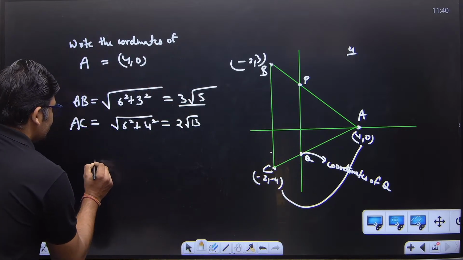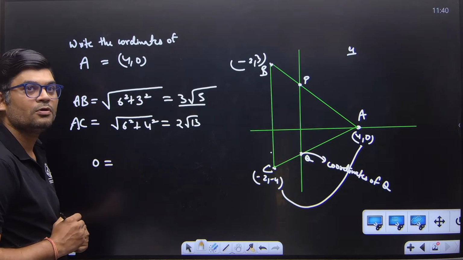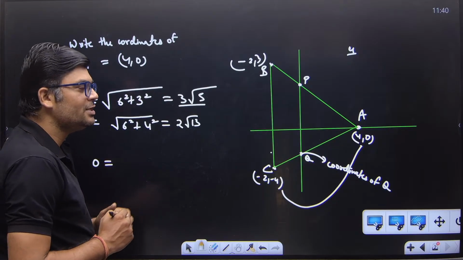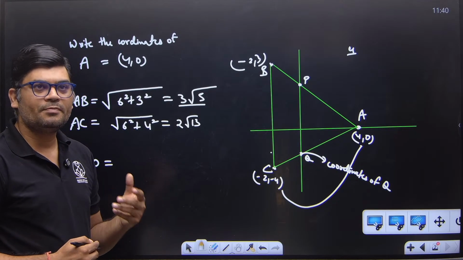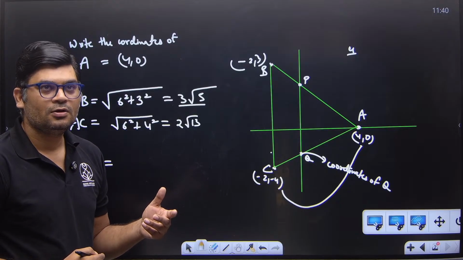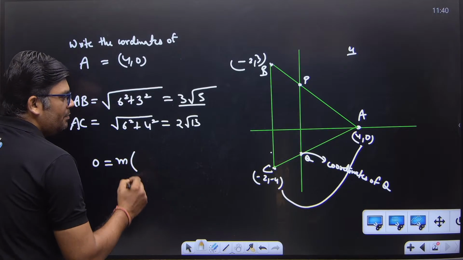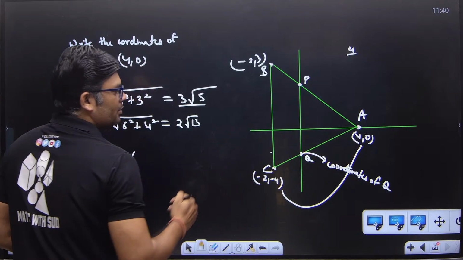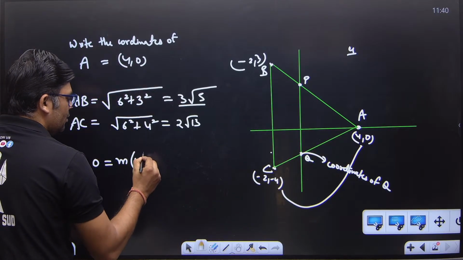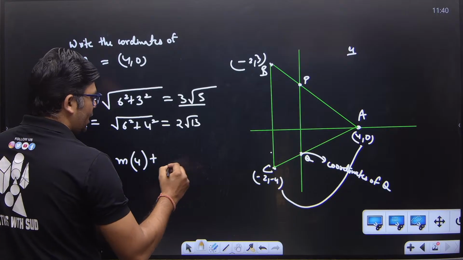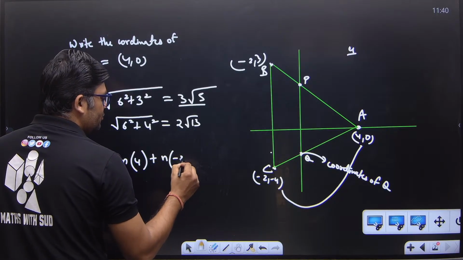So you can write 0 is equal to, let us suppose that they are dividing in the ratio m is to n. Okay, so m will be multiplied by 4, and then n will be multiplied by -2. This is the formula.